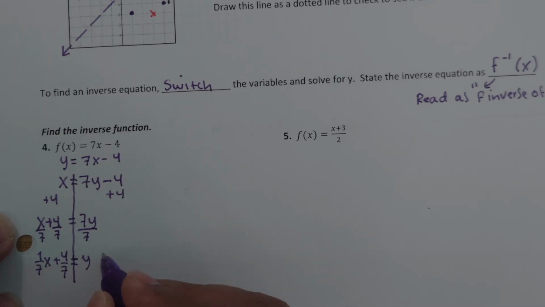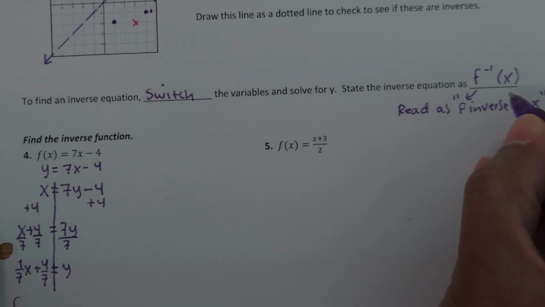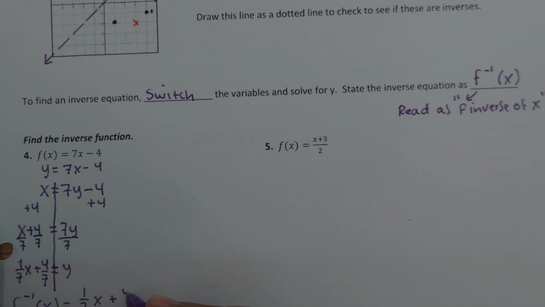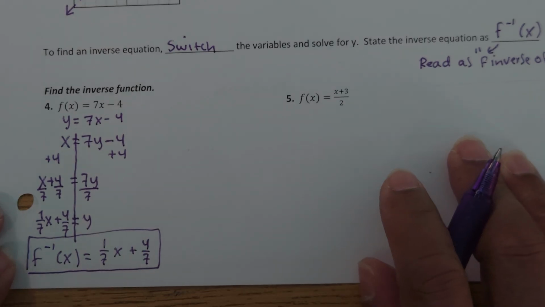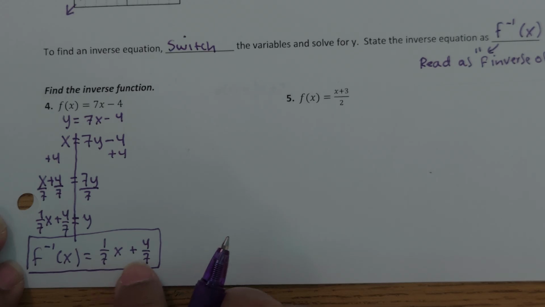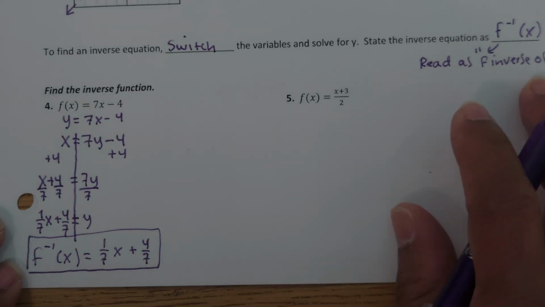Since we know this is a function, I'm going to use this notation here, which is f inverse of x is equal to 1 over 7x, which is the slope, plus 4 over 7, which is the y-intercept, the value of b. And when you graph it, don't forget for the y-intercept, the x value is always 0, so the y-intercept coordinates are 0, 4 over 7. Okay, so there's one example.